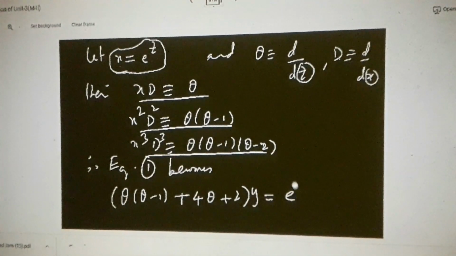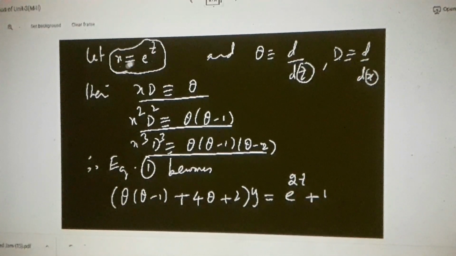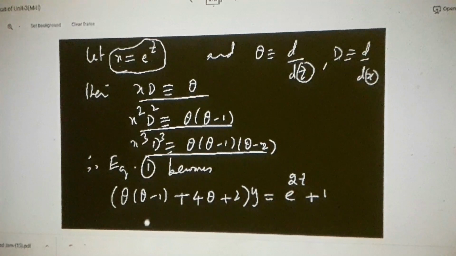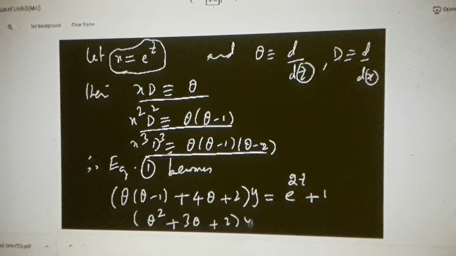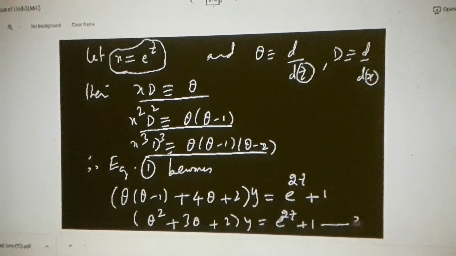So this will become e to the power of 2z. Plus 1 is plus 1 as it is. Wherever x is there, you substitute e power z. If z appears, then you write log x, just applying log x is equal to z. Back to the point. This equation is to be now simplified. This becomes theta square minus theta plus 4 theta will become plus 3 theta, and plus 2 of y is equal to e to the power of 2z plus 1, and this is equation number 2.